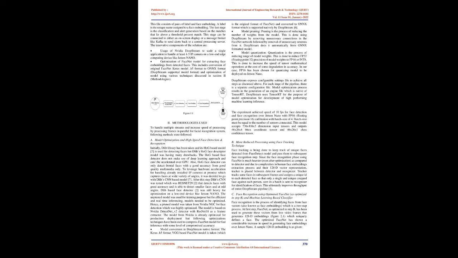To leverage hardware acceleration for handling already installed IP cameras at the premises, which capture faces at a wide variety of angles, it was decided to go with Dlib's CNN-based model. After this step, Dlib's CNN, which is ResNet 29.2, was tested and detects faces with great accuracy and is able to detect smaller faces and faces at odd angles. The Dlib-based face detector was still heavy for optimization on a low-end device like the Jetson Nano. The unpruned model was used for training purposes, but for efficient and real-time inferencing, models needed to be optimized.